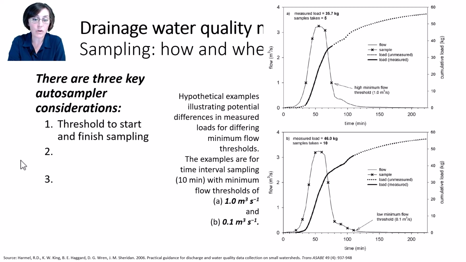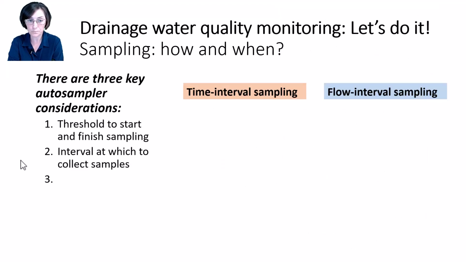This example quantifies the difference in resulting calculated load, where it's clear that the top autosampler example has missed some of the load. It's a good illustration that if you set your sampler to turn on too late, you risk missing an important part of the resulting load because you won't have those samples.